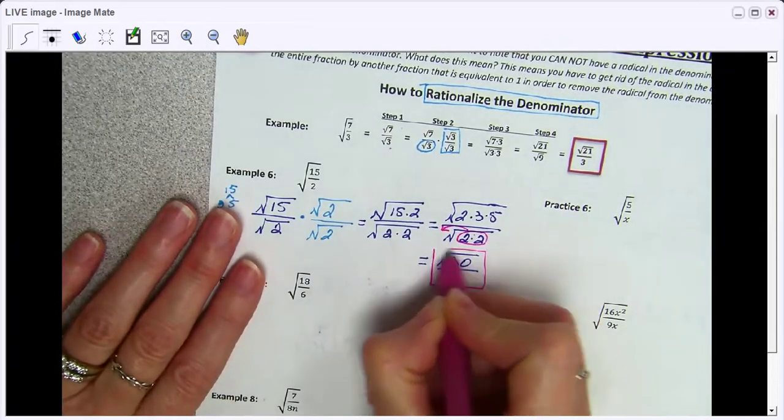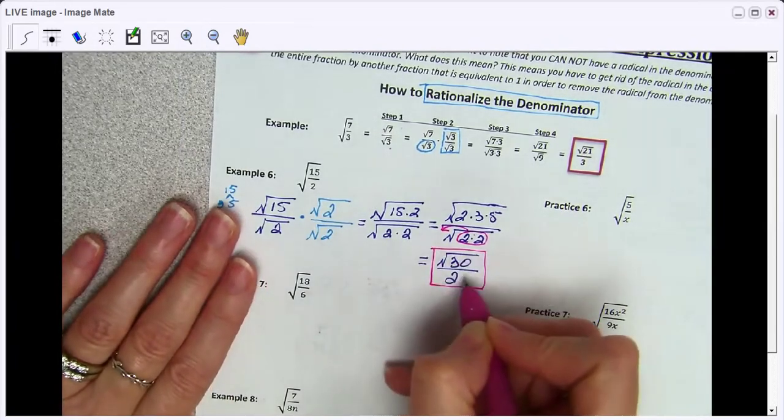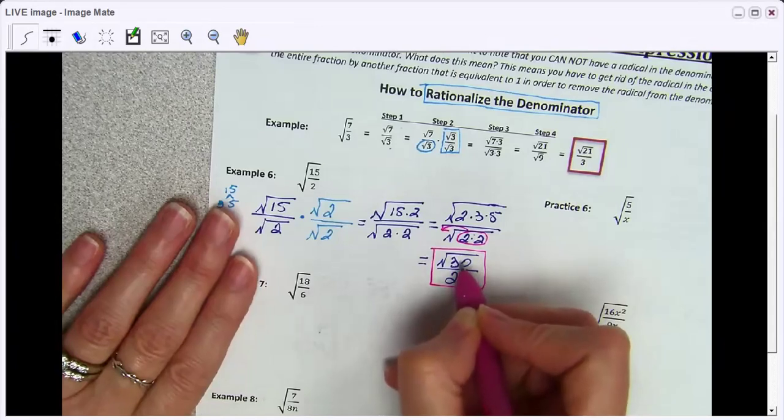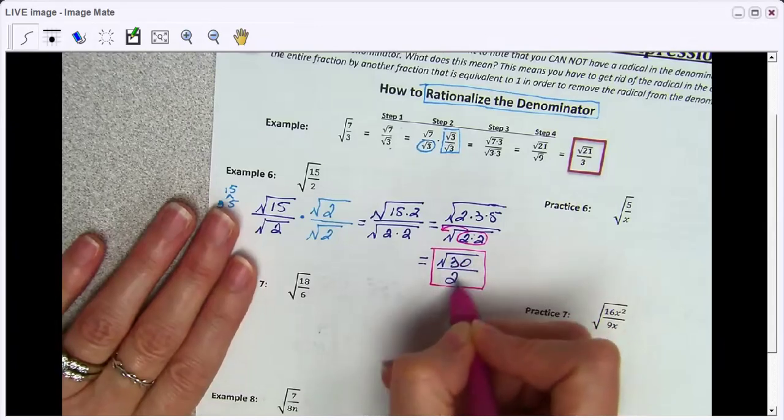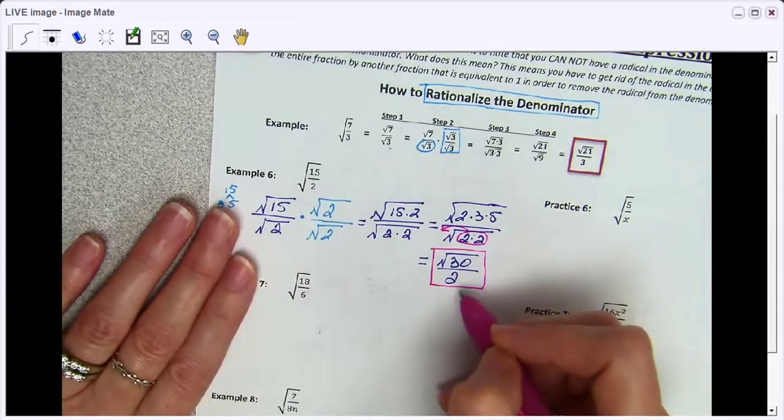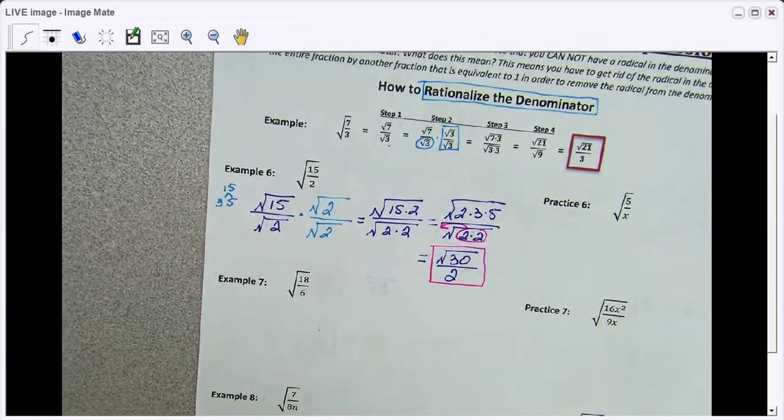The only way that you could reduce this right here is if the 30 was not under a radical, so they both wouldn't be under a radical, or they were both under a radical. Okay.